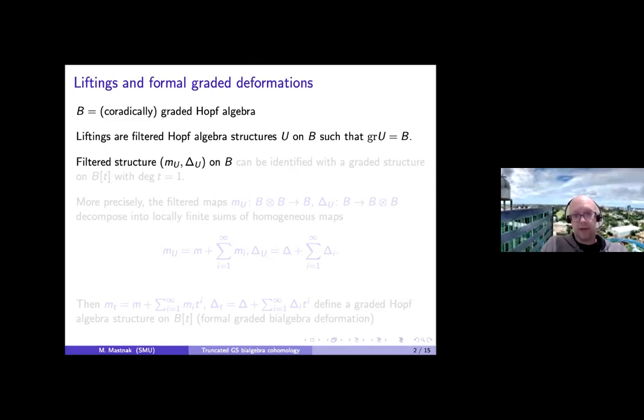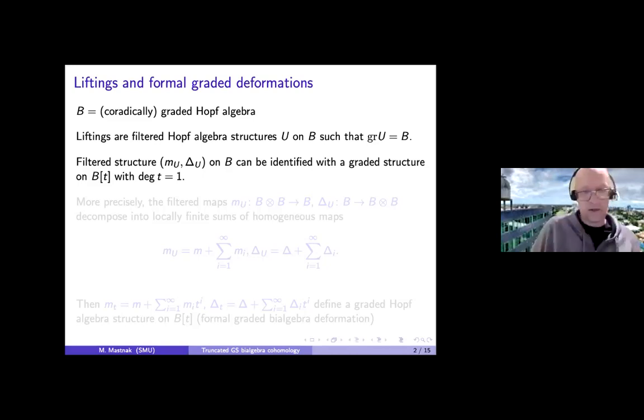So if you start with any filtered structure on this same underlying graded vector space B, it can be identified with a graded structure on the polynomials in one variable with coefficients from B, where you proclaim this indeterminate T to have degree 1.